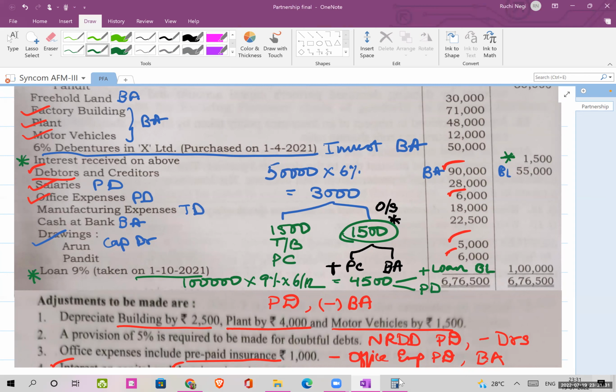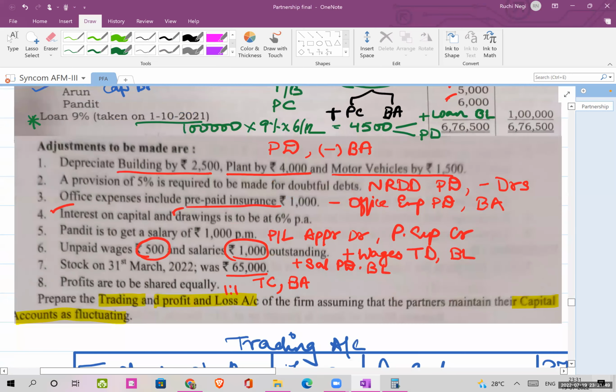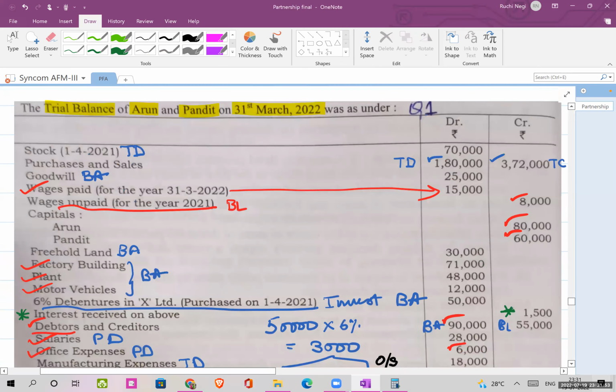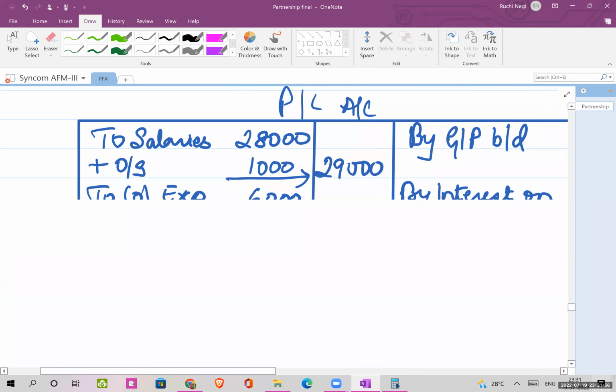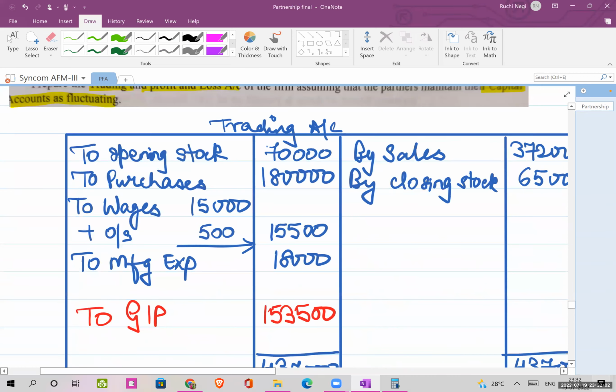One is the 6% debentures wala, which is actually an investment because you have purchased for X Limited, debentures of X Limited, और ये 9% loan वाला. Okay, so there are 7 adjustments and plus these two hidden adjustments. Okay, now let us see how it will be reflected in your trading account. So this is your trading account.